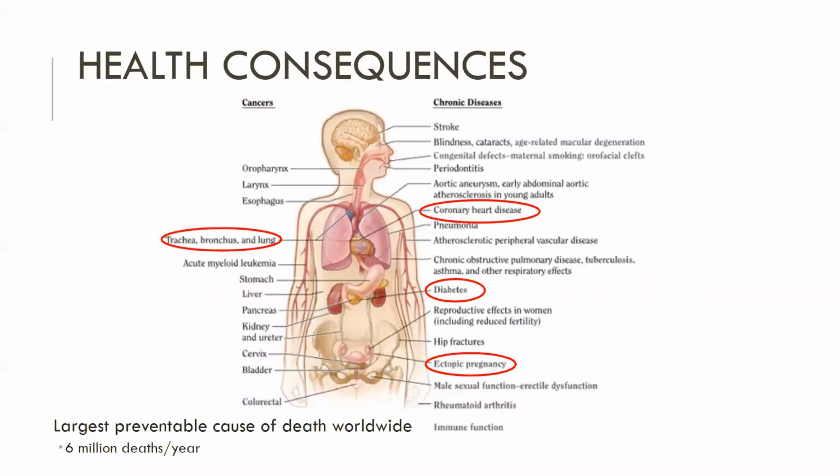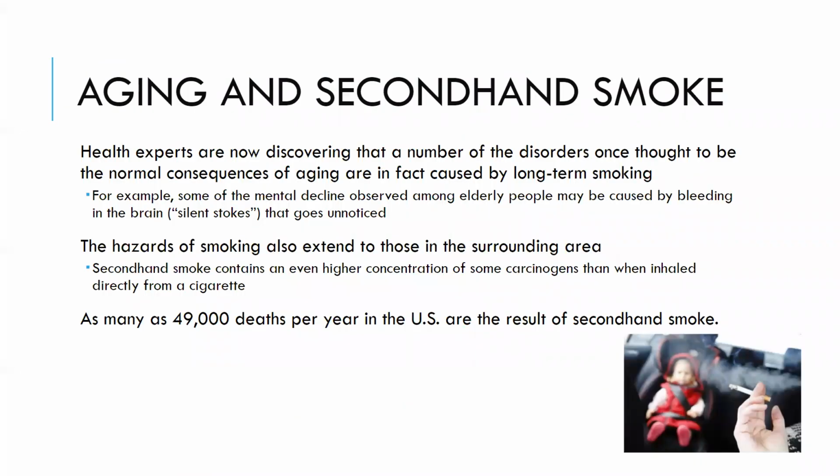There are many health consequences, of course, to tobacco use. It specifically is the largest preventable cause of death worldwide. This is a nice graphic that lists for you the various cancers, including lung cancer, that are impacted by tobacco use, and then other chronic diseases, including things like coronary heart disease, diabetes, even things like ectopic pregnancies that you might not necessarily think of.